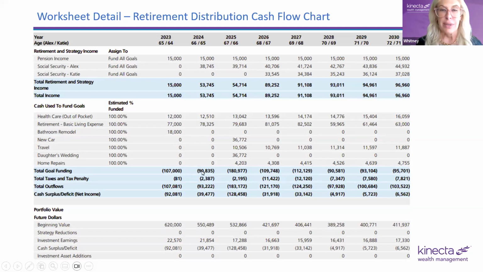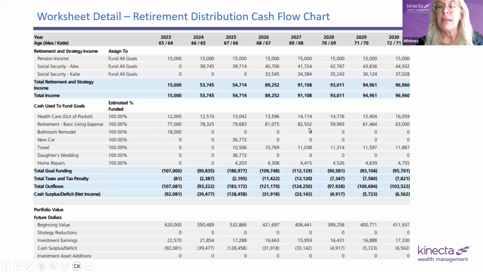And then we jump down here into the middle. This is going to be all of the expenses. And you can see, even with the basic living expenses, starting at 77,000, the next year it's 78,325, that it is increasing with inflation every year. Now, here you'll notice a big drop. So from 82,000 to 59,000.